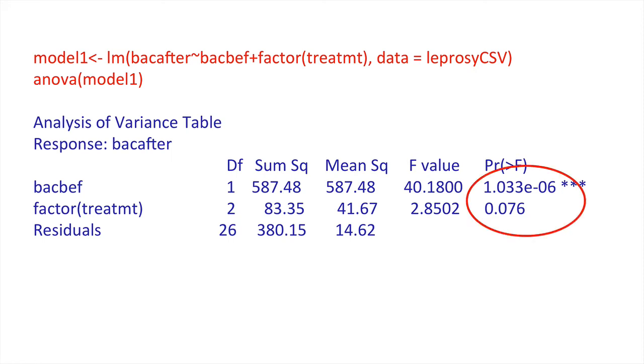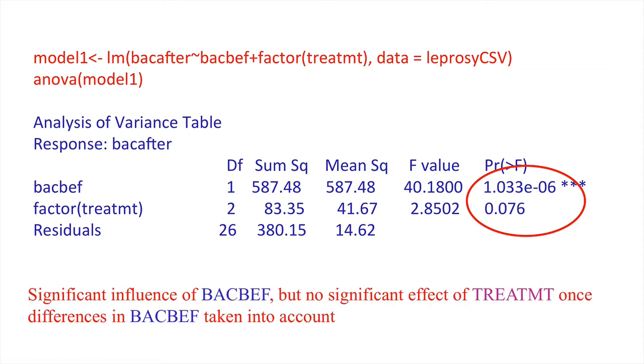We can see two things. The first is that the bacillus before explains a high degree of variability in the bacillus after, in that we have a highly significant effect of bacillus before on bacillus after. However, if we were to use the threshold of 5%, we don't really have very strong evidence to reject the null hypothesis that there is no effect of the factor, i.e.